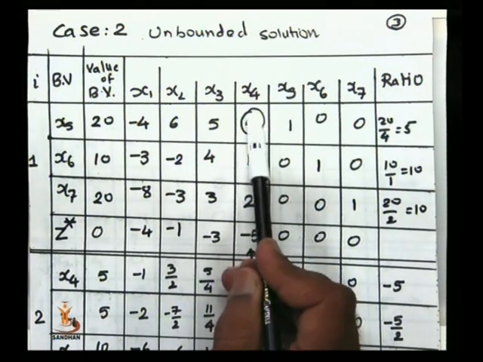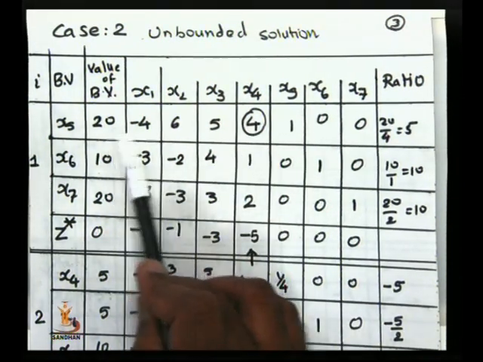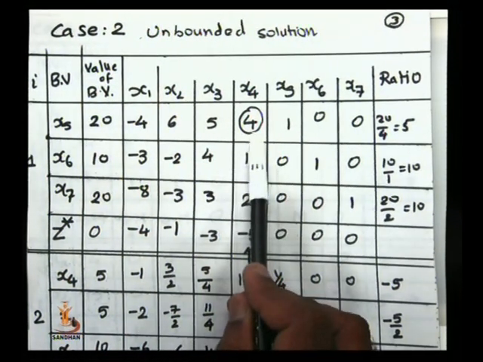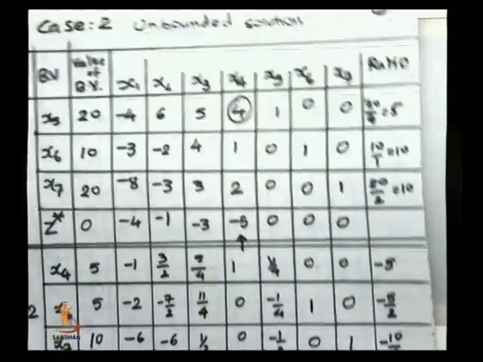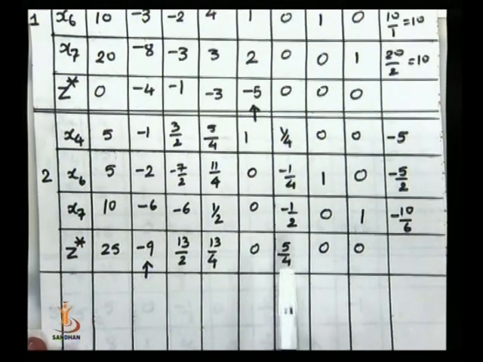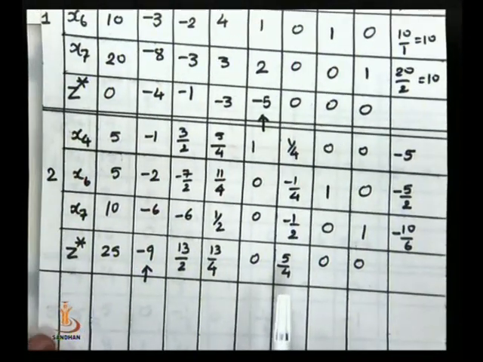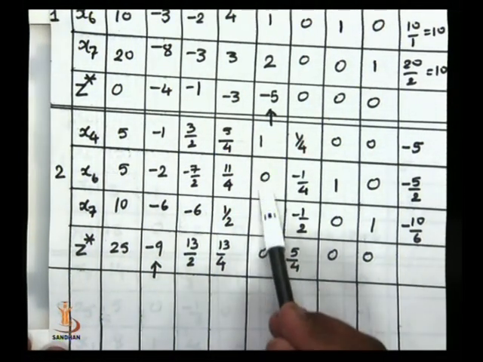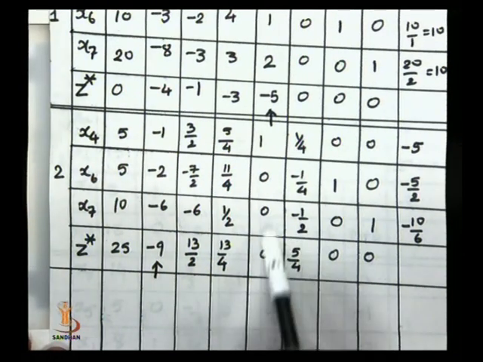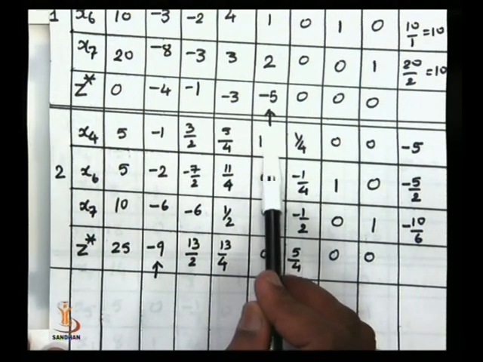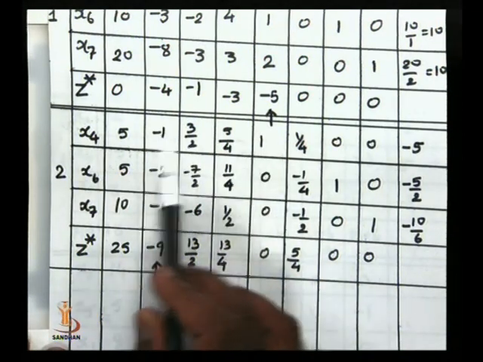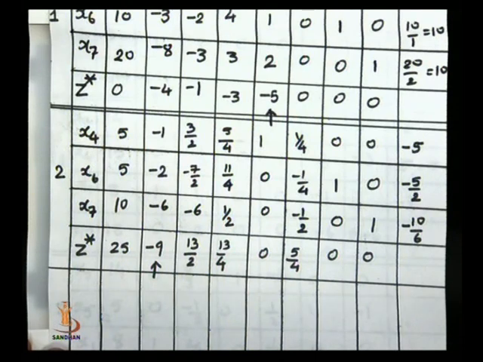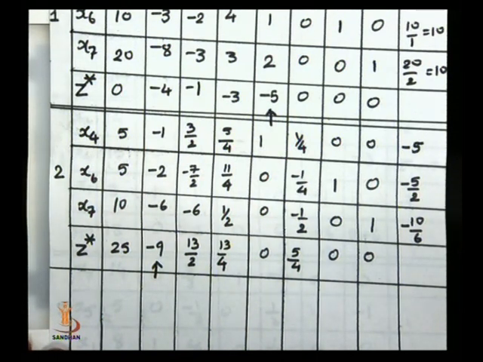Then we make this number 4 into 1, dividing the whole row by 4, and making all numbers above and below this key element 0, as you can see in the next iteration in this table. See the next iteration, all these numbers are 0 above and below this key element. This key element is made 1. And we get the new situation here by applying the elementary operations. It is the simple or basic simplex method.